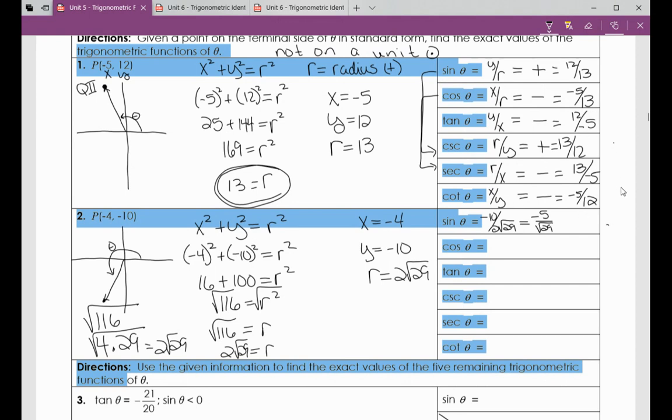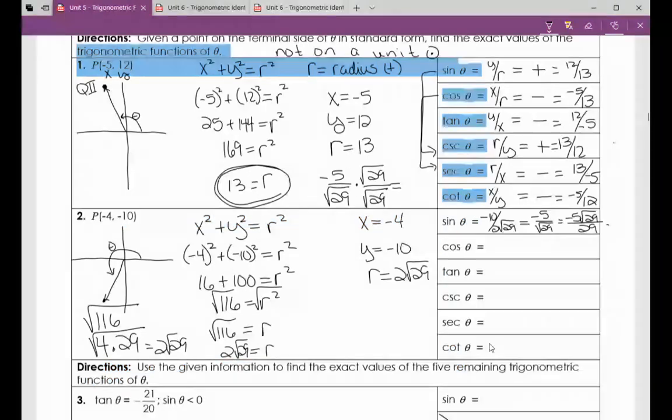Do you remember from yesterday how you get rid of the radicals in your denominator? I'm going to multiply by square root 29 over square root 29. That gives me -5 square roots of 29 in the numerator and just 29 in my denominator. It's ugly, but sometimes that's kind of what you get.